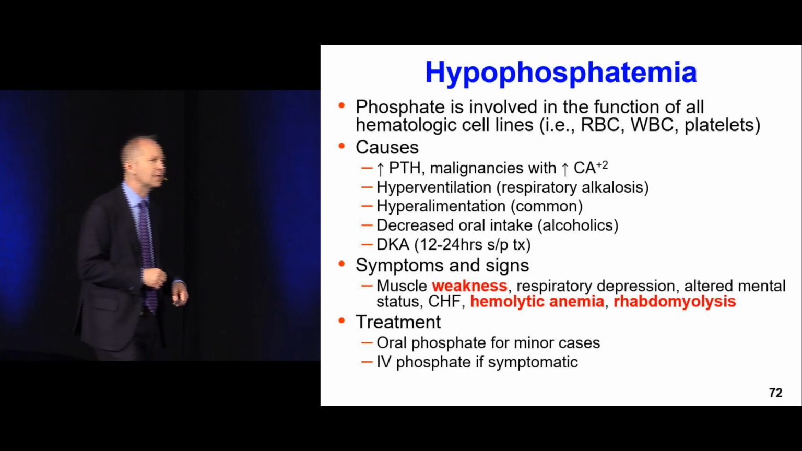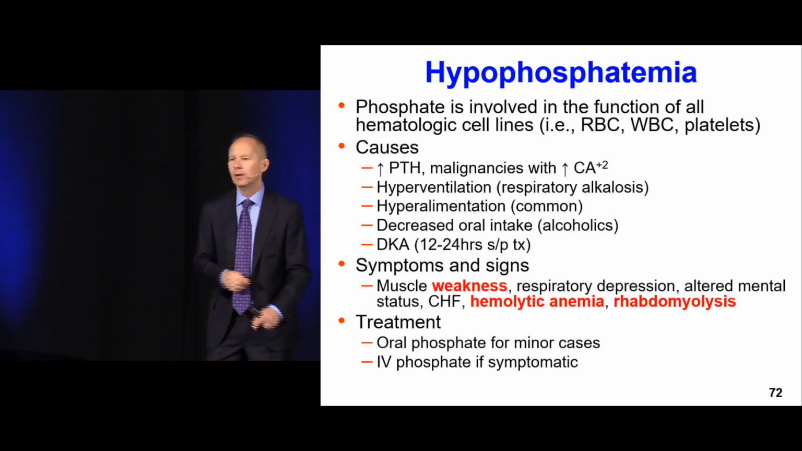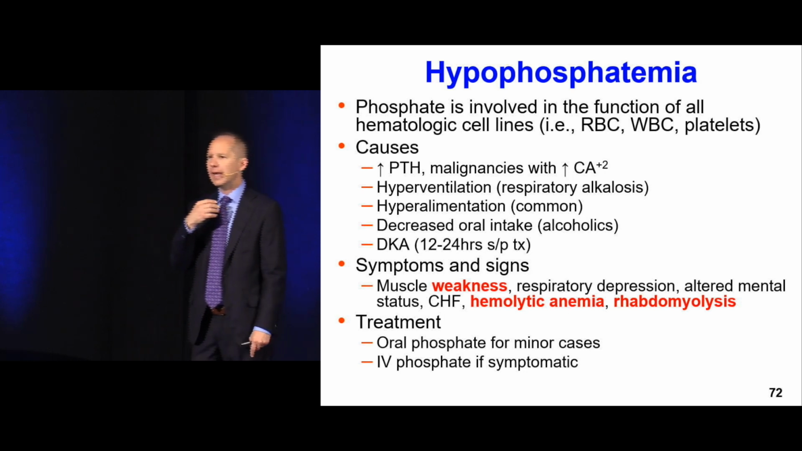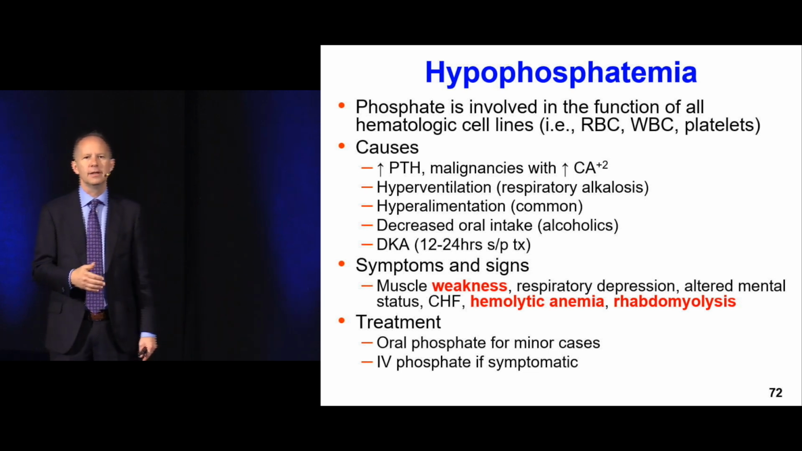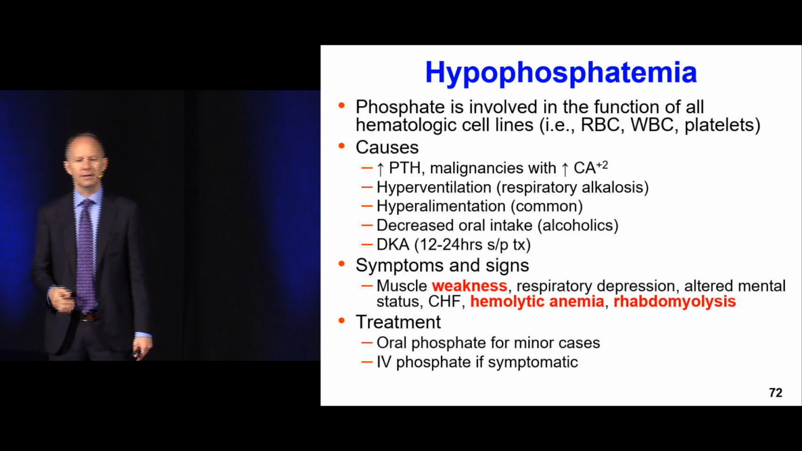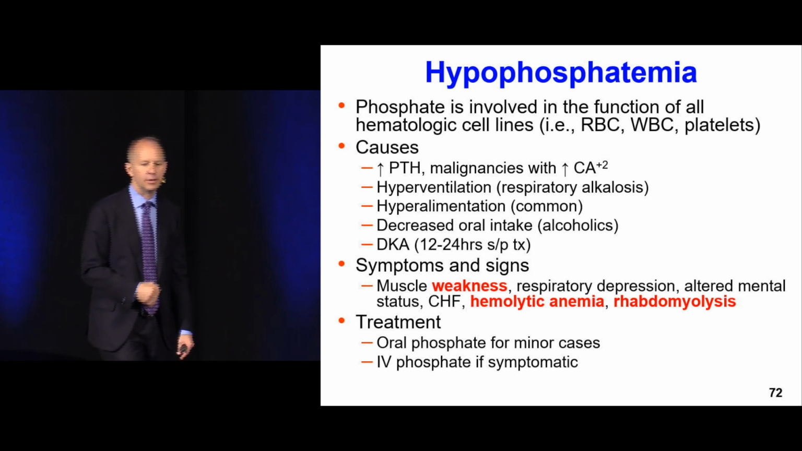How about a low phosphate? How do you get a low phosphate? Well, either decrease intake, like malnutrition, NPO, things like that. Increase output of your phosphate, diuretics, DKA, things like that, diarrhea. You can lose some phosphate.